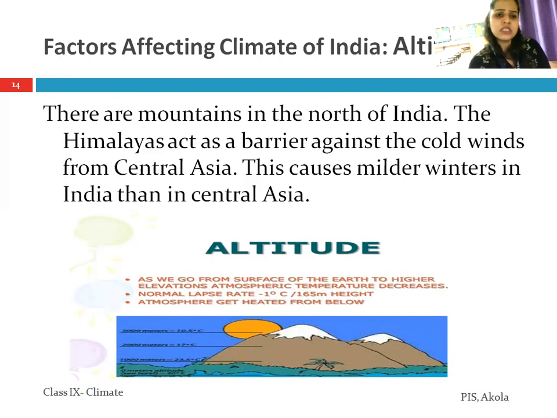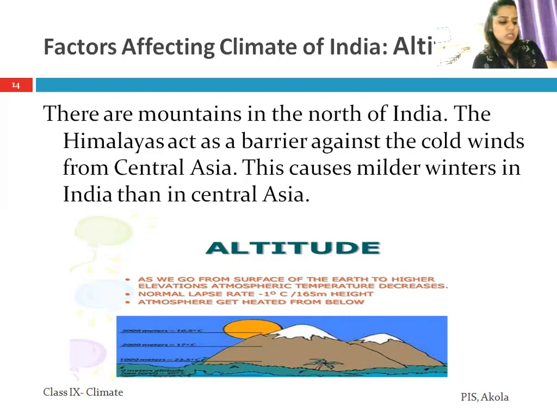There are mountains in north of India. The Himalayas act as barriers against the cold winds from Central Asia. This causes milder winds in India than in Central Asia. We all know the northern section of our country is all flourished and picturesque with the mountainous region, and somehow that stands as a barrier against the cold winds. And that's how the northern section of India is a little cooler as compared to the southern or the other parts. That's how it is talking about altitude.